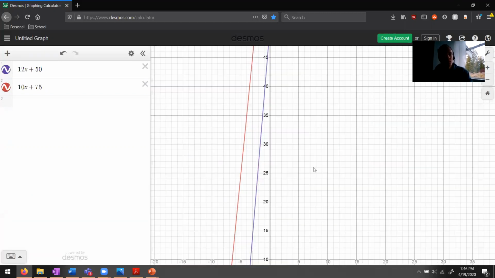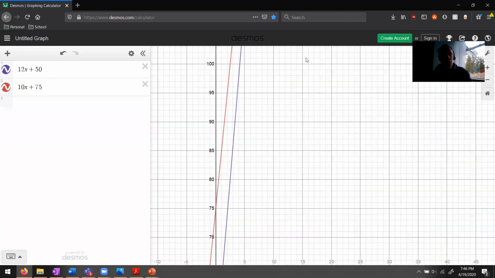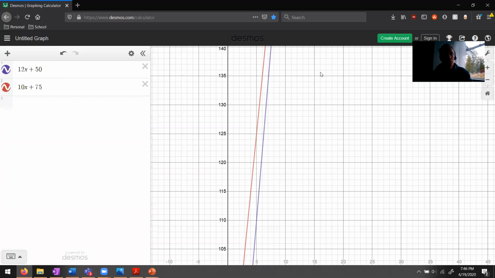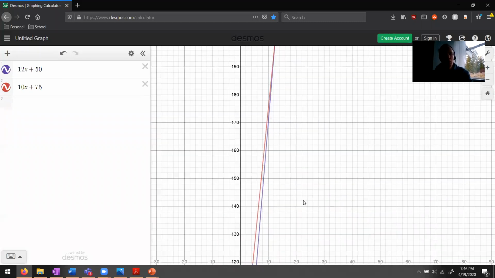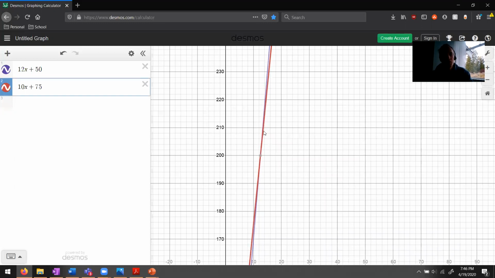If I use the graph, I have to go way, way up. I want to see where they actually cross. Okay, I'm going to zoom out here. Let's go way up. Desmos is nice because if you find roughly the spot and you click on it, it'll usually find it for you. There we go.